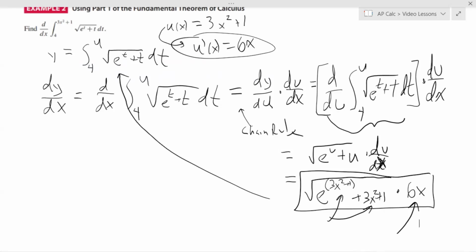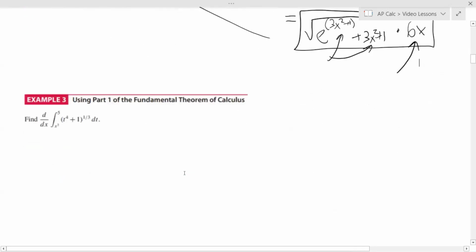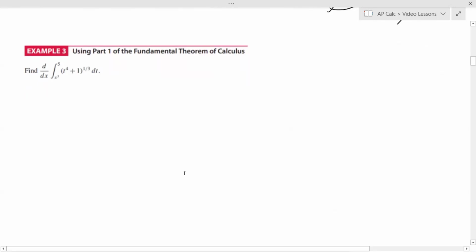So another example that we may come across is when the lower limit is a variable and the upper limit is the constant. This is actually backwards because the variable must be the upper limit of integration. So we can use the property that if you flip the limits, you change the sign.